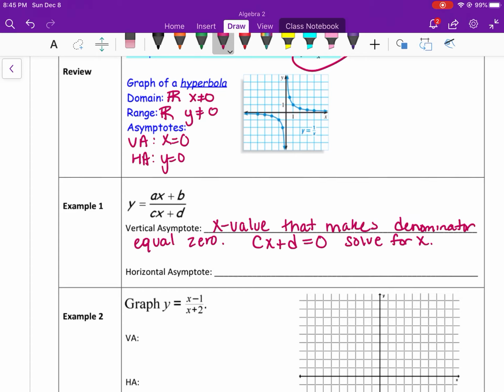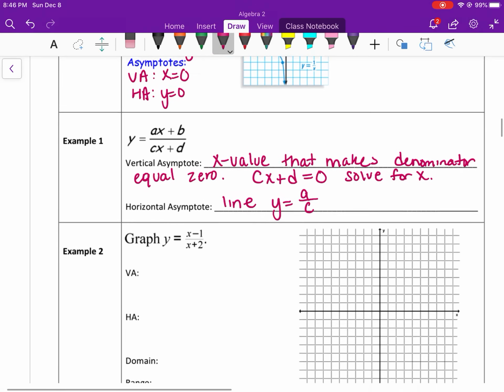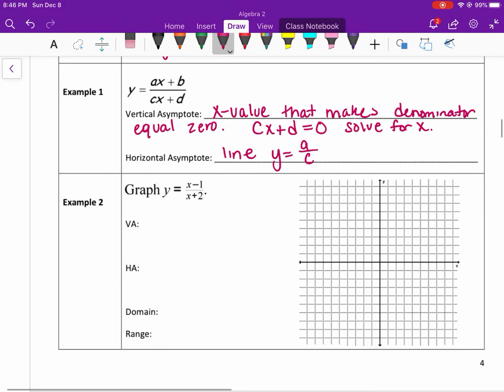Then the horizontal asymptote will be the line y equals a over c, using your coefficients. So whatever the leading coefficients are of those two polynomials being divided, a over c, that's your horizontal asymptote. So here's our first example.